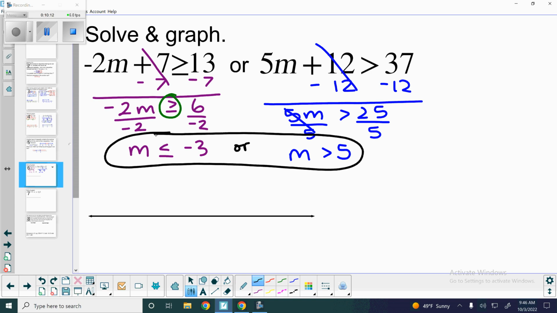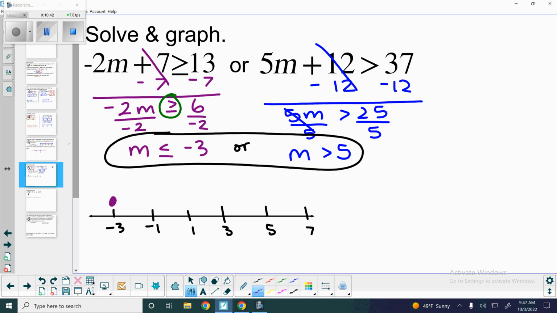Okay, so the or does not mean you just only solve part of it, this or this. It's going to be that the answers go this way or the answers go this way. So m is less than or equal to negative 3, or m is greater than 5. So make sure that both of those are on here. So when I'm graphing m is less than or equal to negative 3, that's going to be a closed circle.